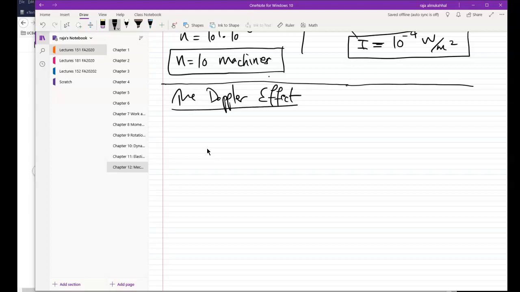The Doppler effect. Okay? Doppler effect, you will notice it. Actually, you notice it all the time. You just don't think about it. It happens whenever there is a relative motion between a source and an observer. Okay, so it happens when you have a relative motion between a source and observer.